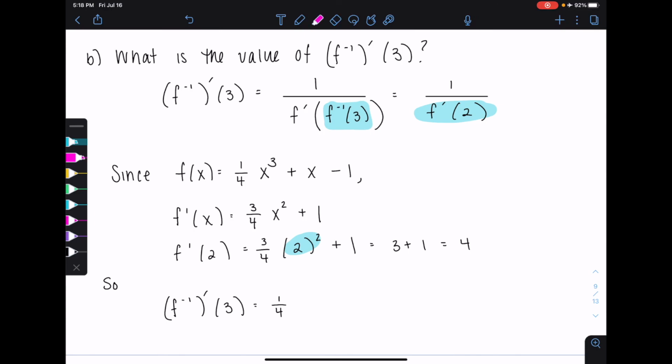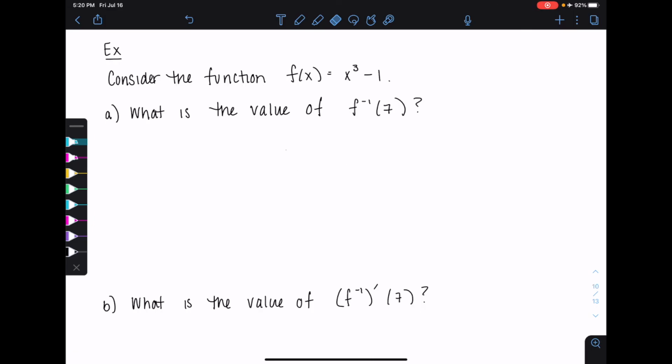The thing you want to notice here is that when I plug in 2, I get 4. And remember, our function goes through the point (2, 3). When I plug in 3 into the inverse, my inverse goes through the point (3, 2). My slope of my tangent line is going to be 1/4 instead. So you want to notice that these two are reciprocals of each other. Because those points flip, the derivatives are going to literally flip. So you get reciprocals each time.